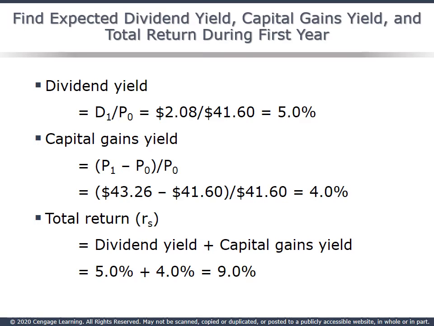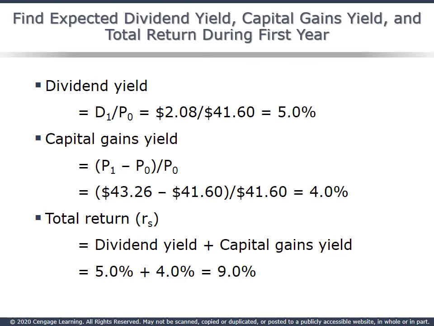Well, we know from our last mini lecture that if the last dividend was $2 and dividends are growing at a constant rate of 4%, the next dividend to be paid by this firm has got to be $2.08. So we divide that by the current price we calculated of $41.60. Our dividend yield is 5%.